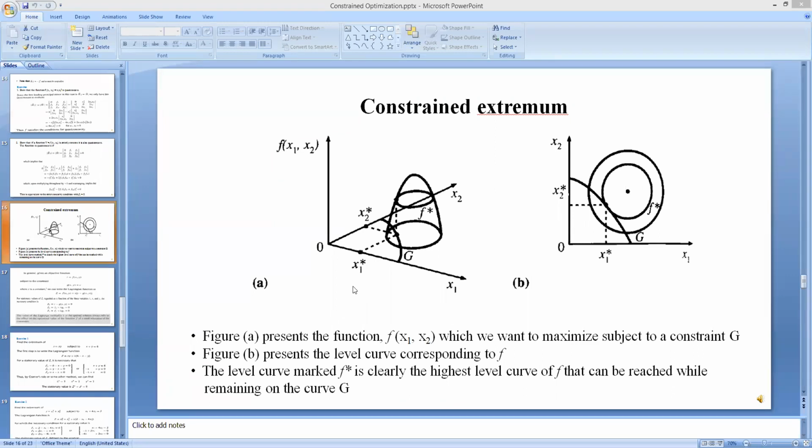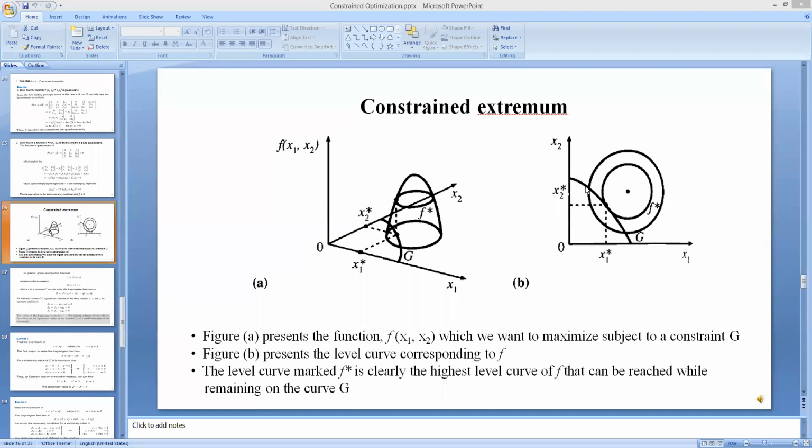So here we will consider the linear kind of constraint. Figure A presents a function f which we want to maximize subject to a constraint g. We are starting with a concave function, which is producing a convex level curve. Figure B presents the level curve corresponding to f. The level curve marked f star is clearly the highest level curve of f that can be reached while remaining on the curve g.